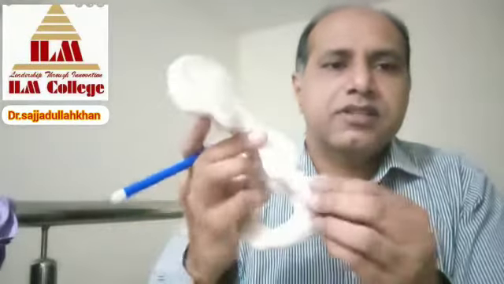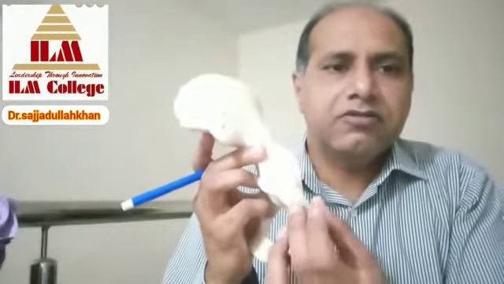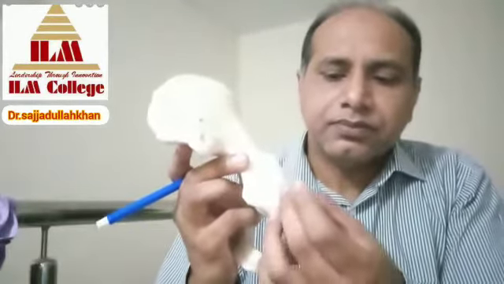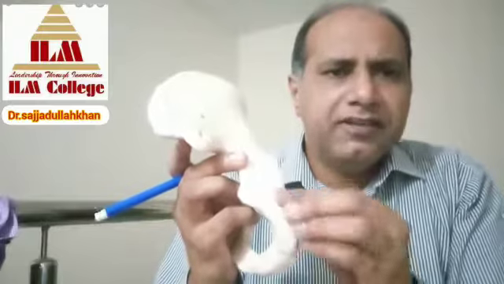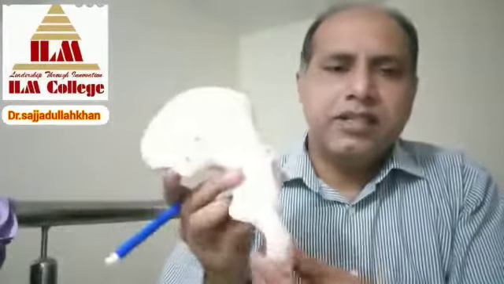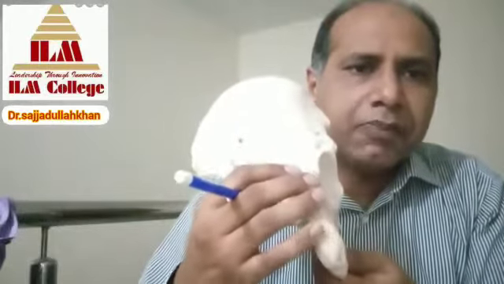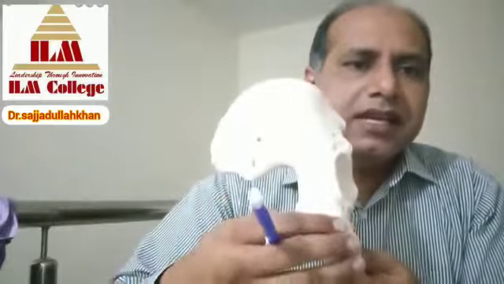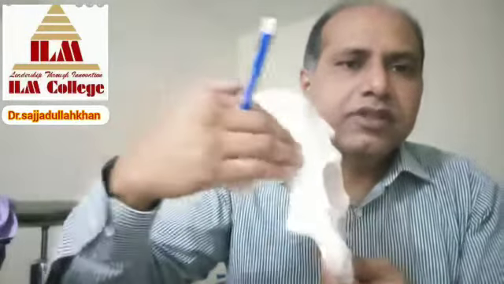The posterior surface is the thick surface, or you can say the dorsal surface. It is rough and thick for muscular attachment. This dorsal surface extends upward with the gluteal surface of the ilium.